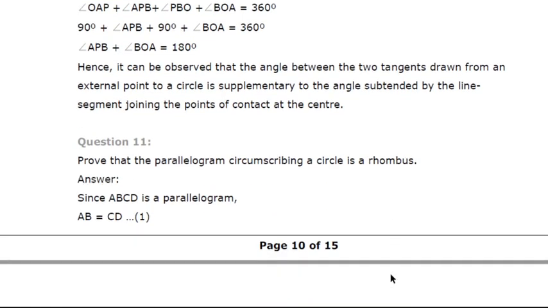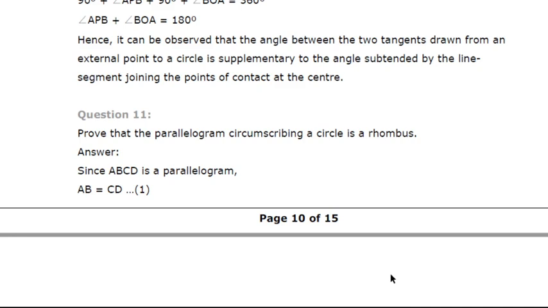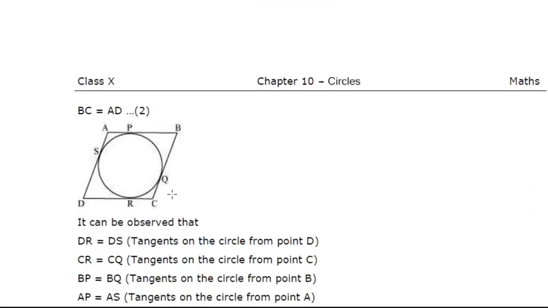Now question number 11. Prove that the parallelogram circumscribing a circle is a rhombus. In a parallelogram, the opposite sides are equal and parallel. So if suppose this is x, then this is also x. If this is 2x, then this is also 2x. So 2x plus 2x, 4x.